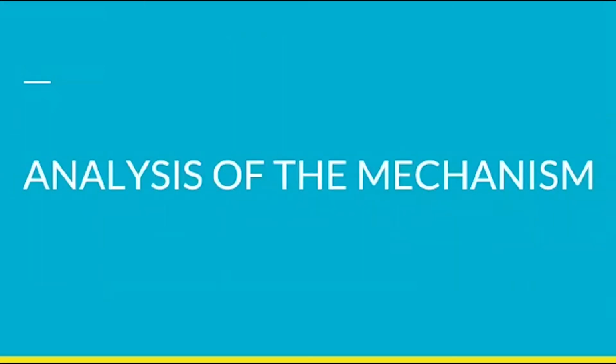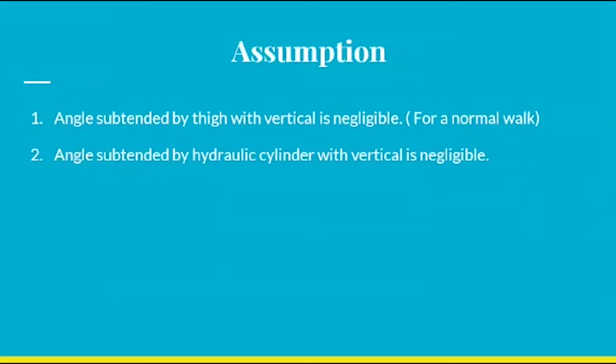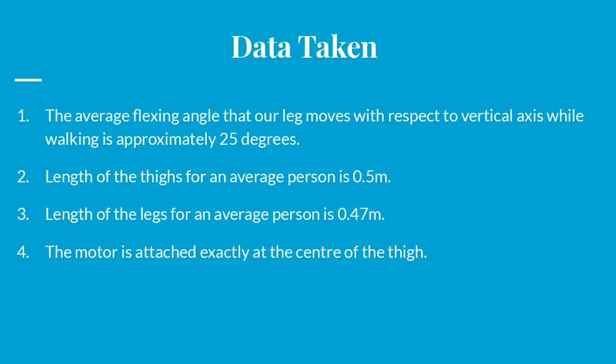Analysis of the mechanism. Before the analysis, there are a couple of assumptions that we made. The angle subtended by the thigh and vertical is negligible, and also the angle subtended by the hydraulic cylinder with the vertical is negligible. The next point that we will discuss is what data we took to undertake this project. The average height of a person that we are considering is about 5 feet 6 inches. We just googled and found out that the average flexing angle that a leg moves with respect to the vertical axis while walking is approximately 25 degrees.